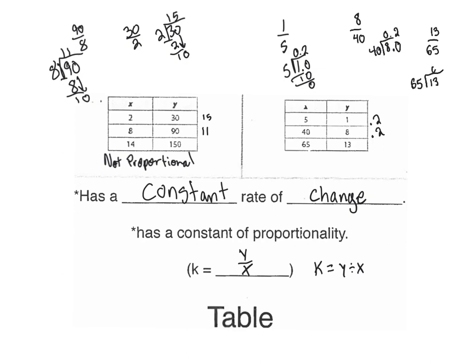65 goes into 13 0 times, but we add our decimal and a 0. 65 goes into 130. I can't really do that in my head, so I am going to work this one out over here. I'm going to try 2 because that's what our change is. So let's just make sure it is the same. 5 times 2 is 10. Carry the 1. 6 times 2 is 12. Plus 1 is 13. So we do have 0.2 here as well. So this table is proportional.